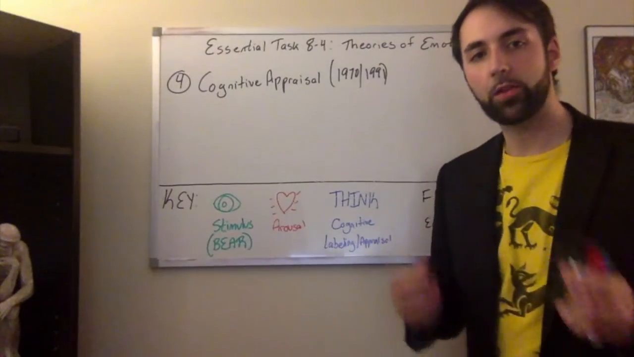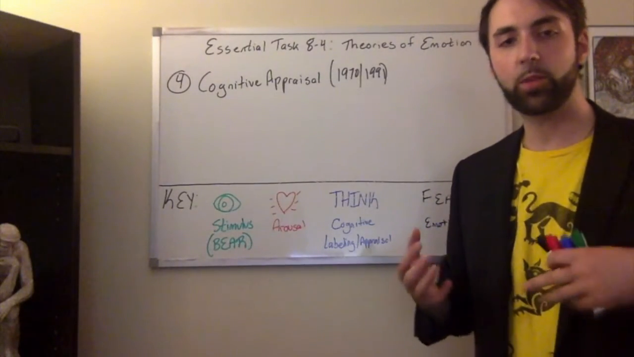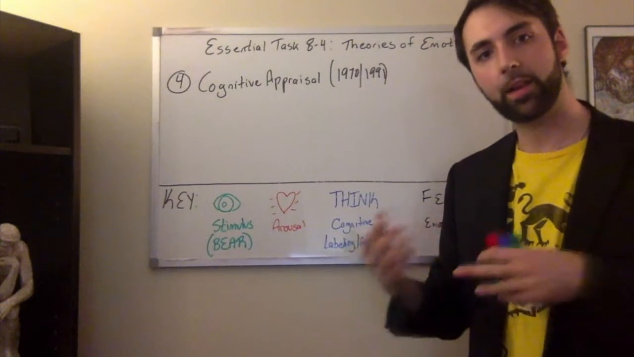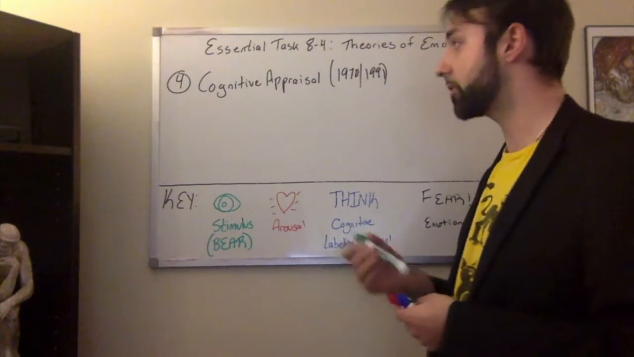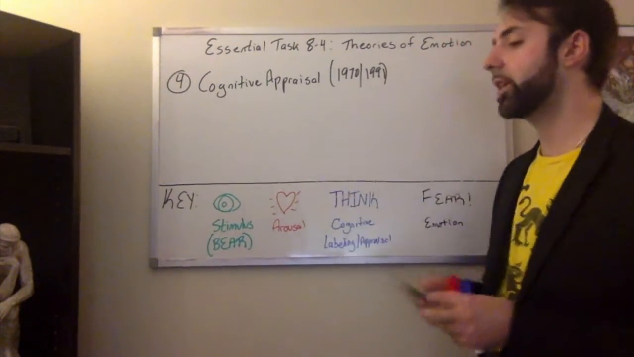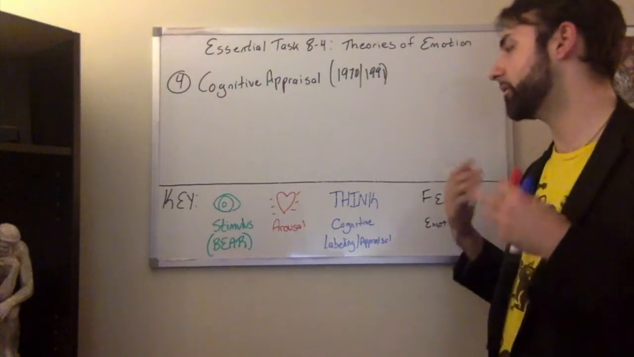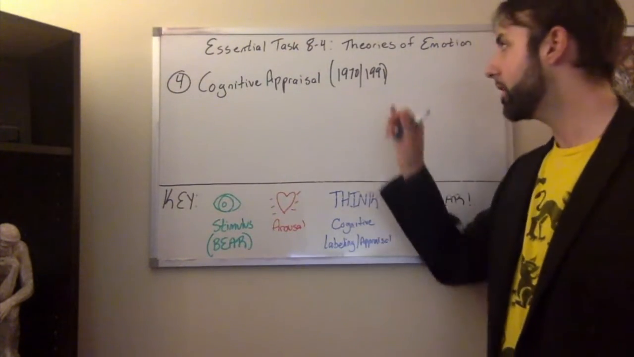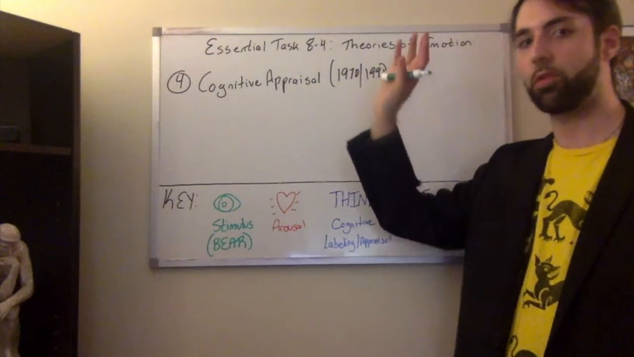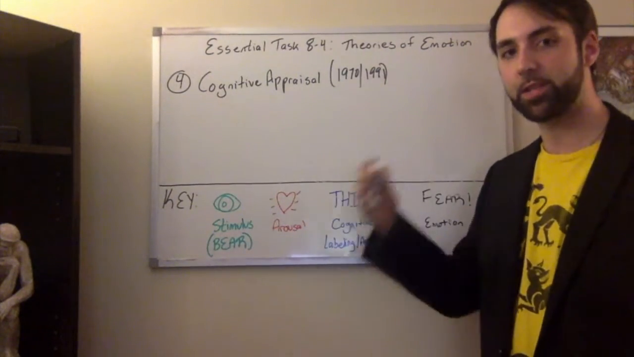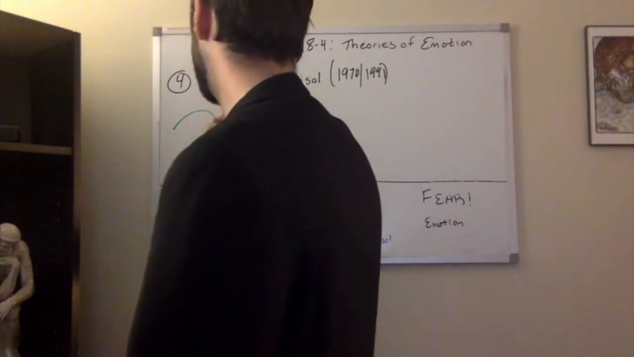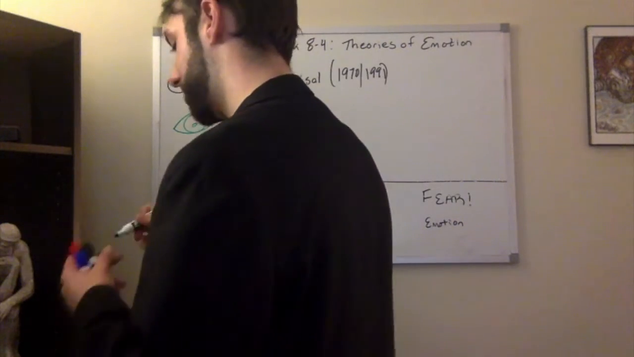The final is what we call the cognitive appraisal theory. This one is popular in the modern context. It might not quite be as popular, though, as the Schachter-Singer two-factor theory. Cognitive appraisal is a theory from a gentleman by the name of Richard Lazarus. He first started to write about it in the 70s. He wrote about an update of it in the 90s, and he continued to write about emotion until the early 2000s when he passed away.